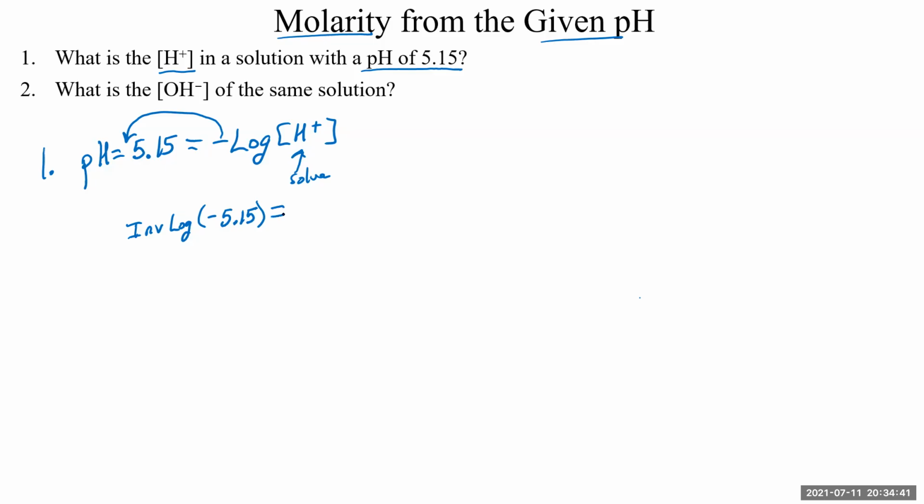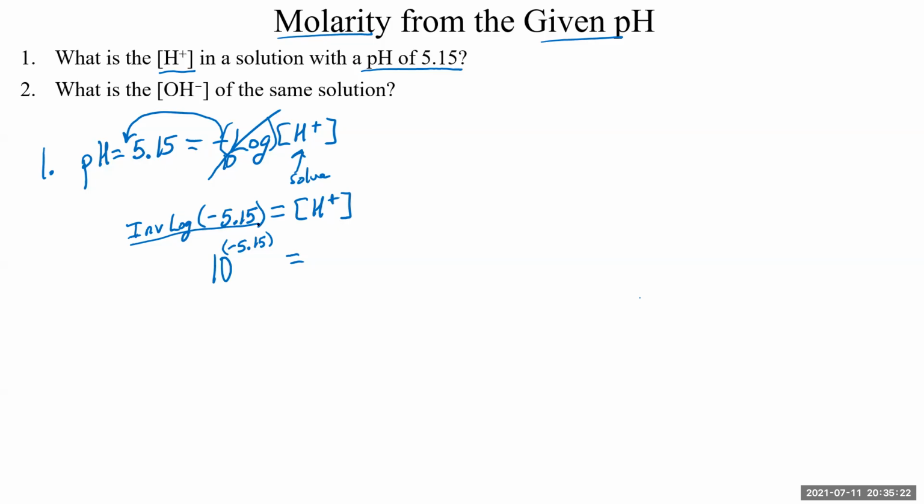If I take the inverse log of one side, I have to take the inverse log of the other side, but the inverse log of a log makes those two functions cancel out. So all I'm left with is H plus. The inverse function of a function is no function at all. That's how they cancel out. So on your calculator, you can just type in 10 to the negative pH. pH was 5.15. You can't modify that pH. It's just a given. So 10 raised to the negative 5.15, or you can use the inverse log of negative 5.15. Either way you do this, you're going to get the same number.